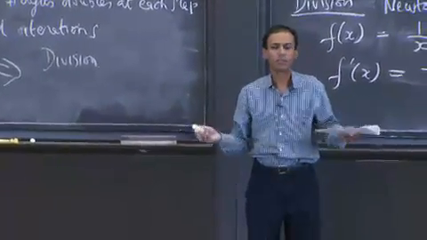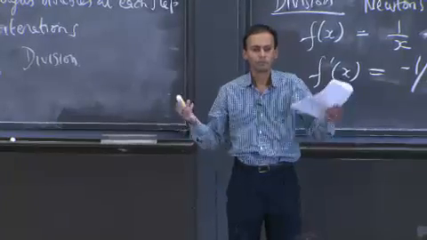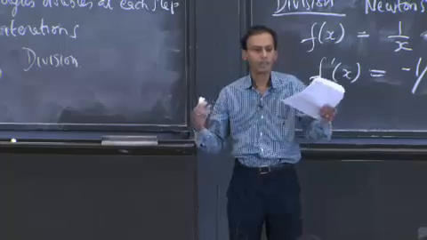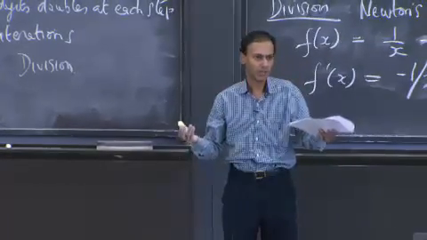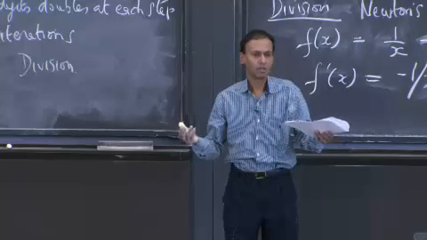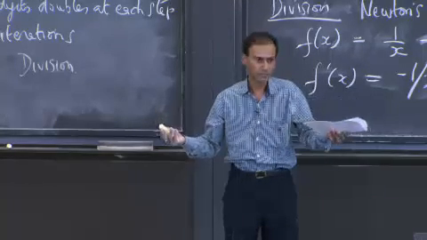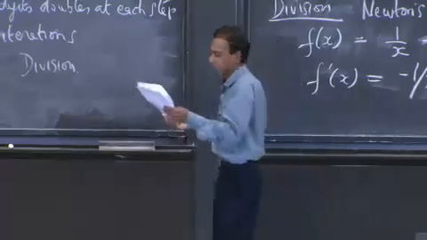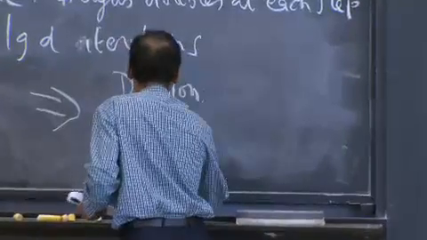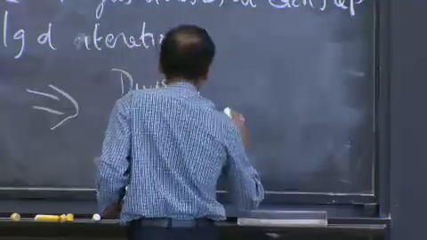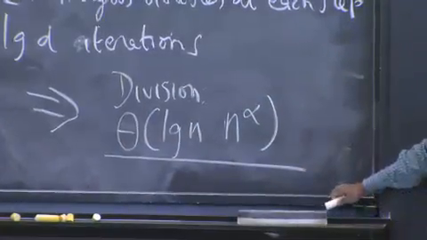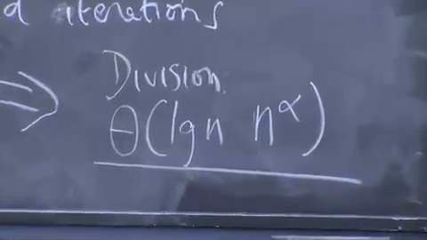For n-digit numbers it's going to be? I want to hear it from you. How many iterations of how many multiplies do I have? Hard multiplies do I have? Log of n, right? It wasn't a hard question. So division would be theta of log n times n raised to alpha. Everybody buy that?